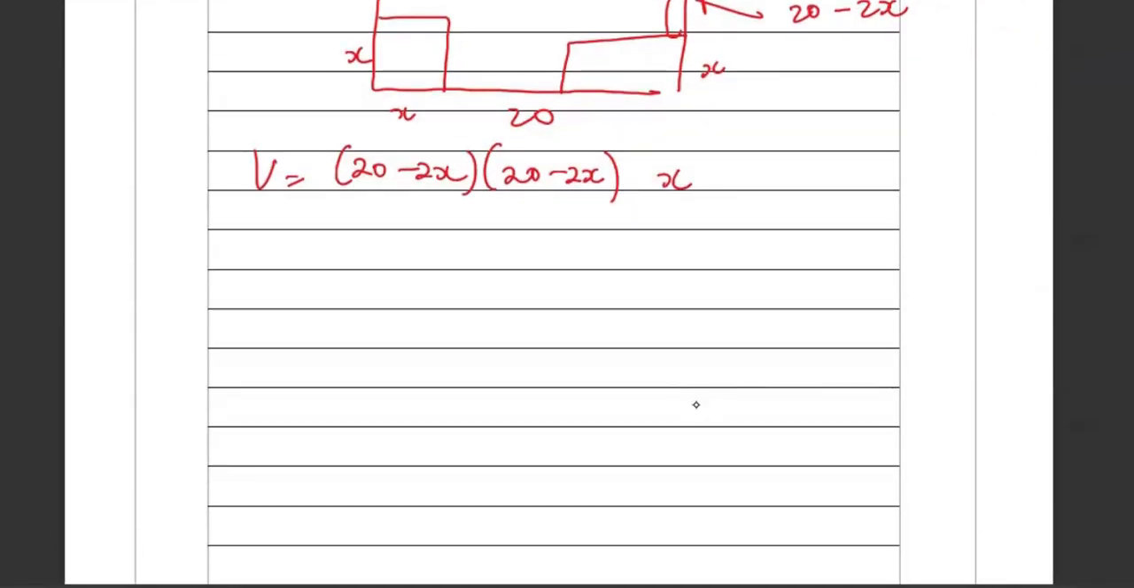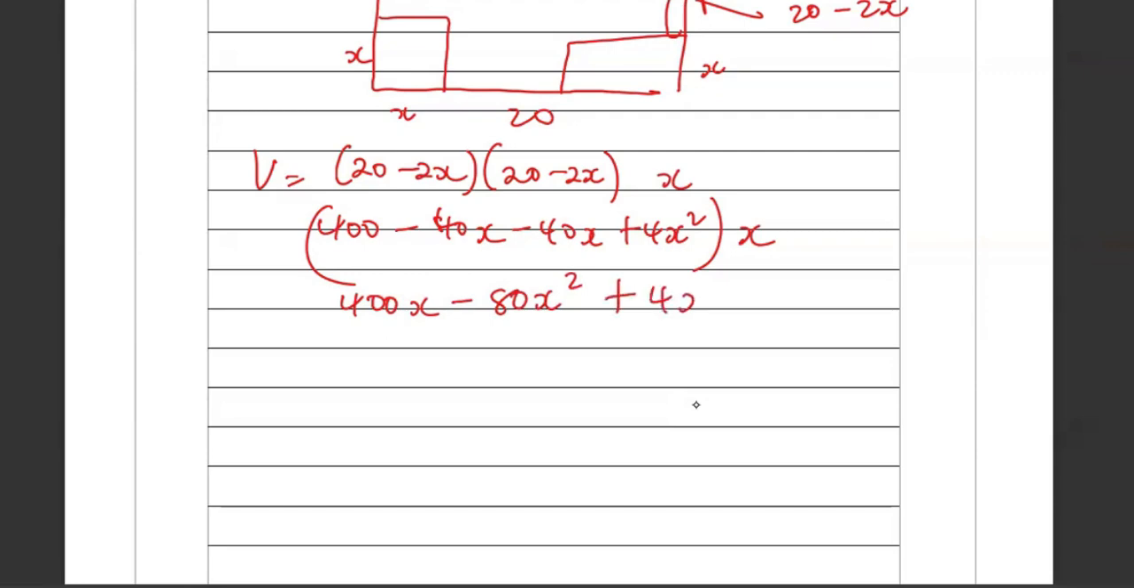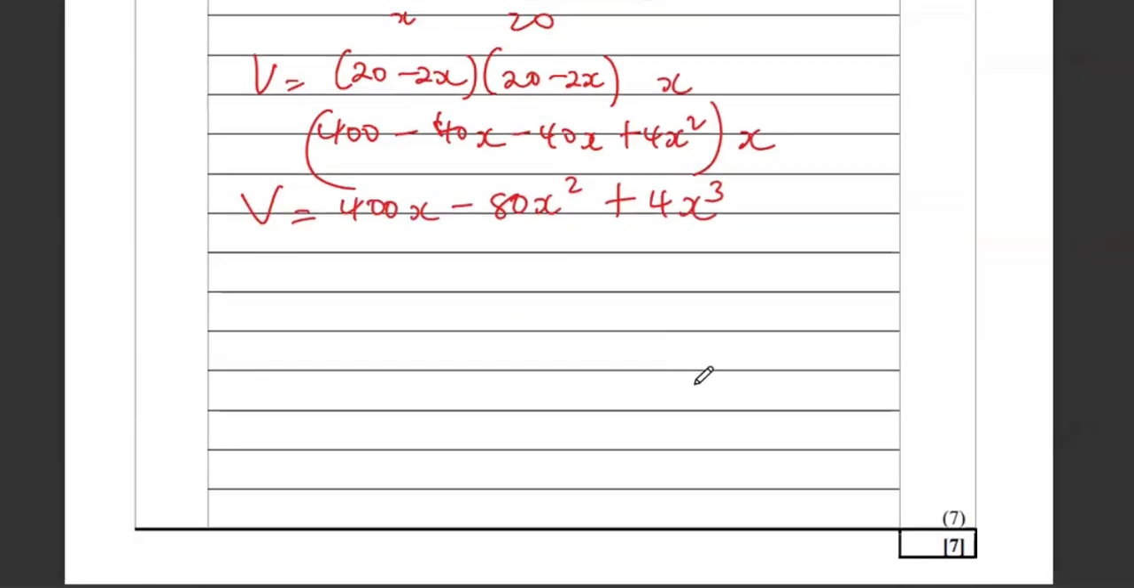Opening this, it's going to be 400 minus 40x minus 40x plus 4x squared. Okay, so that becomes 400x minus 80x squared, and then plus 4x cubed. So this is our volume. And then for maximum volume, we must optimize this, meaning that we have 400 minus 160x plus 12x squared. We can equate this to 0 and solve this quadratic.